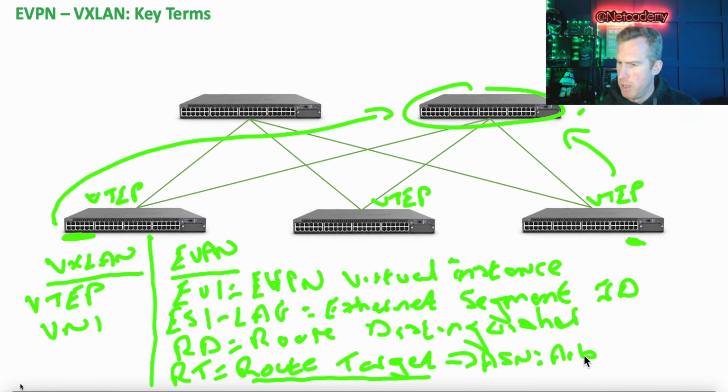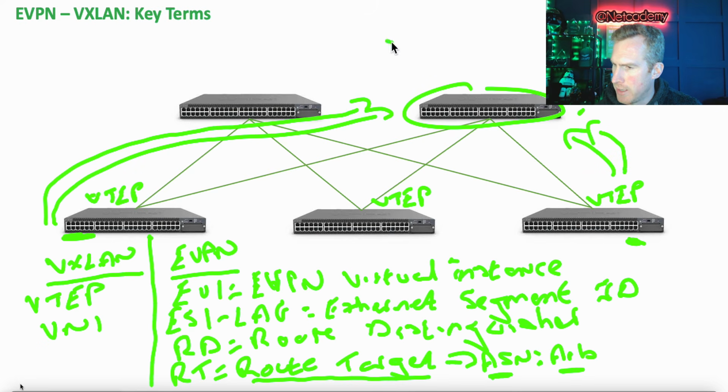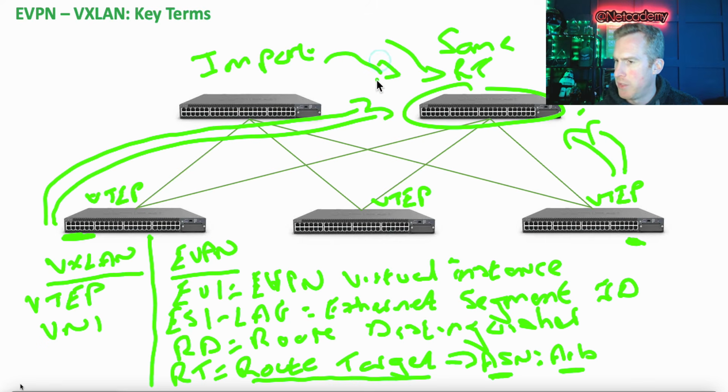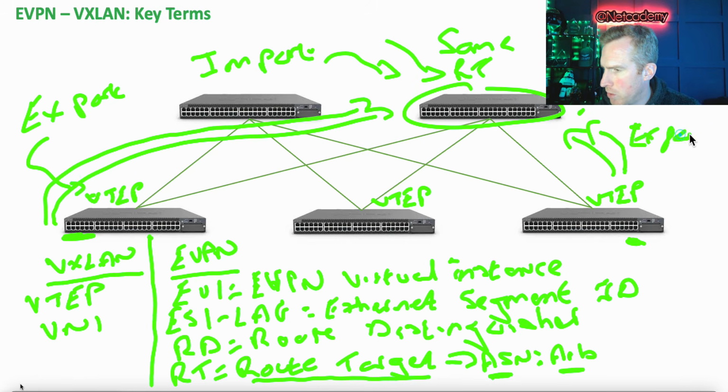It's completely arbitrary, but you certainly have the ASN first and then an arbitrary value at the end of it. So you'd have a route target coming with the route distinguisher coming all the way up here, but then this device here needs to have that same route target as an import policy. So you'd need to have an import policy on this device as well as an export policy on these devices as well.